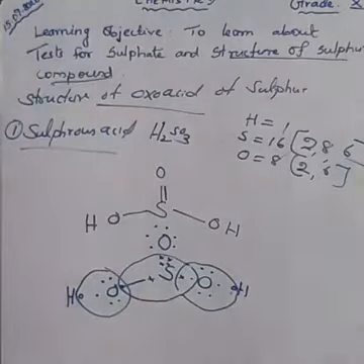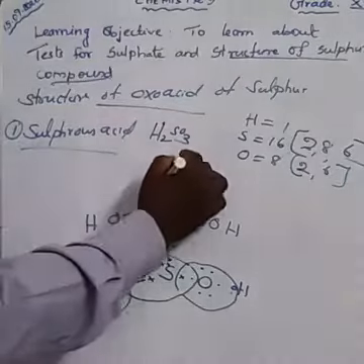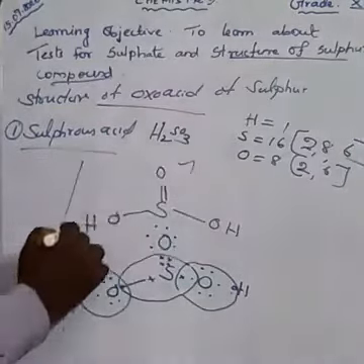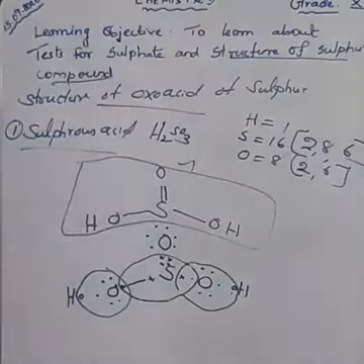But anyhow, you need not draw the electron dot structure. You should draw only this diagram. Clear? Only this diagram is enough. This is only for understanding. Anyhow, this is the structure for sulfurous acid.